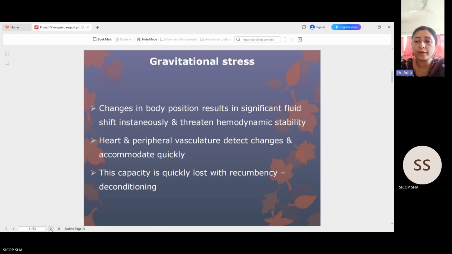Restoration of gravitational stress with upright position is the only means actually to reduce the orthostatic intolerance and its sequelae. So it is very, very necessary to move gradually from supine to side lying, and ensure that the patient is sitting at the bedside for a good 15 to 20 minutes before you make the patient stand.